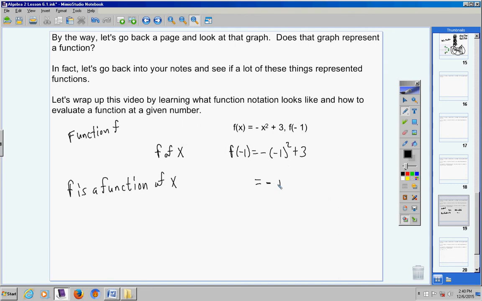-1 times -1 is a +1. So a negative +1 is -1. Then bring down your +3. So you square -1. Negative times negative is positive. Bring down the negative sign. Negative positive is negative. Combine those two. You owe me $1. You have 3. You pay off your debt. You have 2 left over. So here's how you write your final answer. F of -1 equals 2.